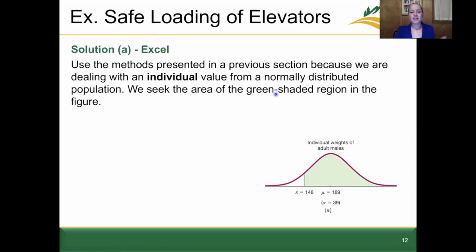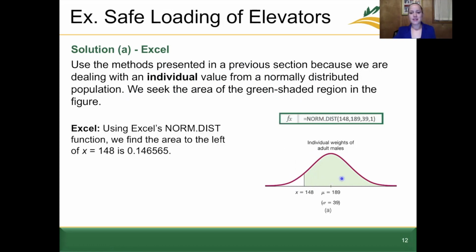We're going to first use methods presented in previous sections. Why? Because we're dealing with just one individual weight. That individual weight, very importantly, is from a normally distributed population. And again, we seek this green shaded area here to the right of 148 pounds. In order to use Excel, we need to know our X value, our mean, our standard deviation, and we need to know the cumulative value. Because we're shading this area under the curve, either to the right or to the left, that cumulative value is a cumulative value of 1.